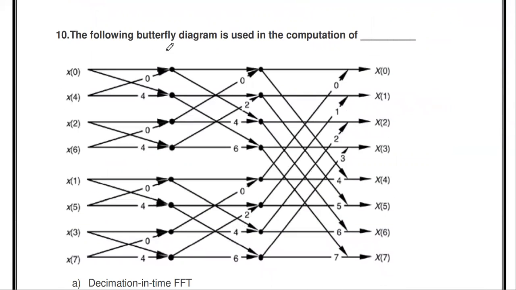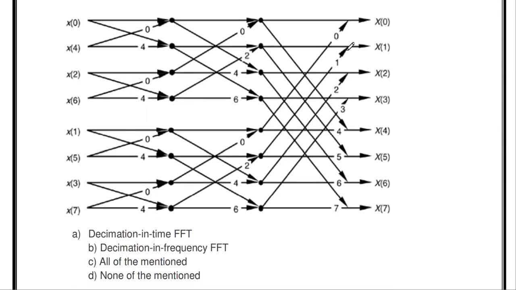The next one: the following butterfly diagram is used in the computation of dash. Okay, so you see this diagram. Here, this is the input x of n. This is the output capital X of k.